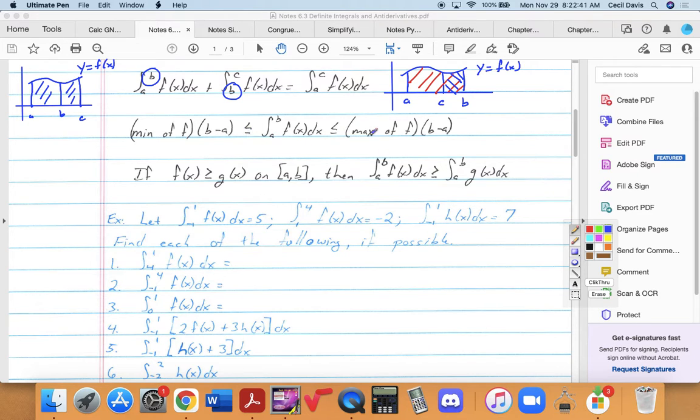Notice we put "or equal to" just in case f of x is a horizontal line or a constant function.